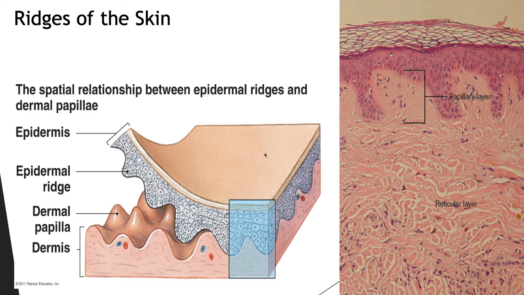So as we get into this, you'll start to see the deeper layers of the epidermis that form the epidermal ridges. Okay, and these extend into the dermis and are adjacent to dermal projections that are called dermal papillae. And they project upward into the epidermis. You can see those ridges here. And they help to firmly bind the epidermis to the dermis by increasing the surface area for attachment.